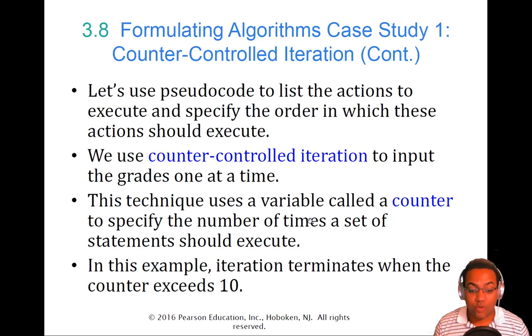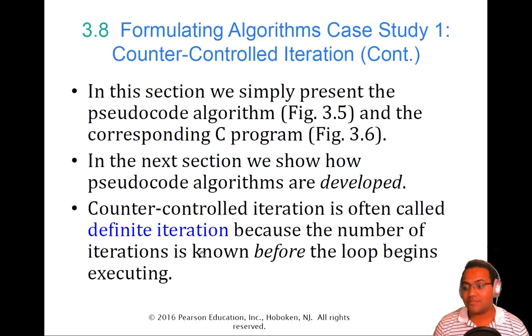Well, first we want to write pseudocode to find out how. We don't know how many students there are, well, if I was the professor I would know, but in this case we don't. We also don't know what their grades are, so we need a way to get their grades. In this example, the iteration terminates when the counter exceeds 10, meaning that there are only 10 grades or students in the class.